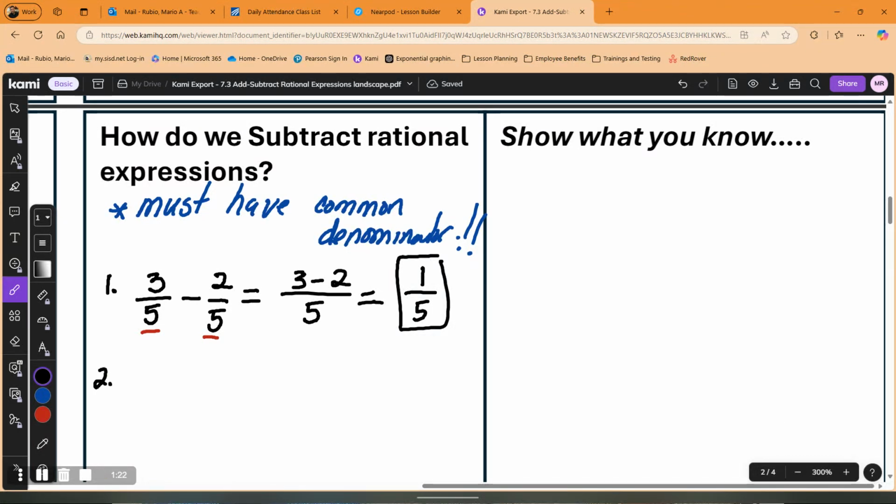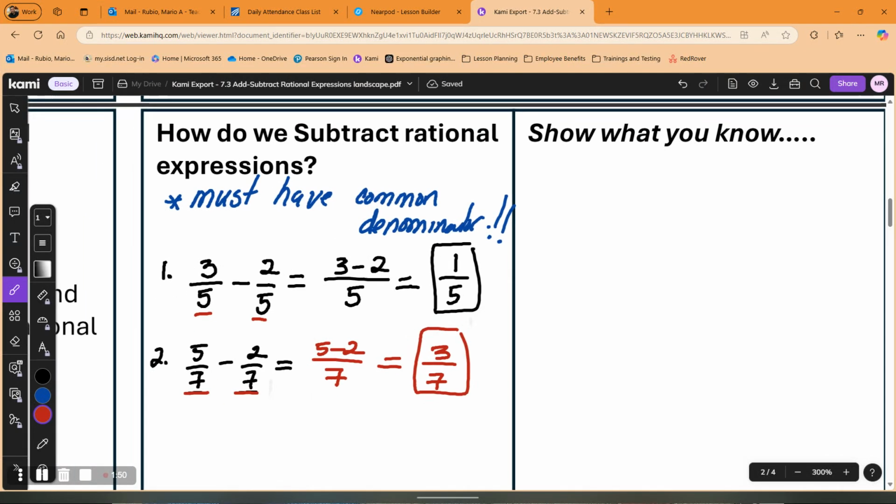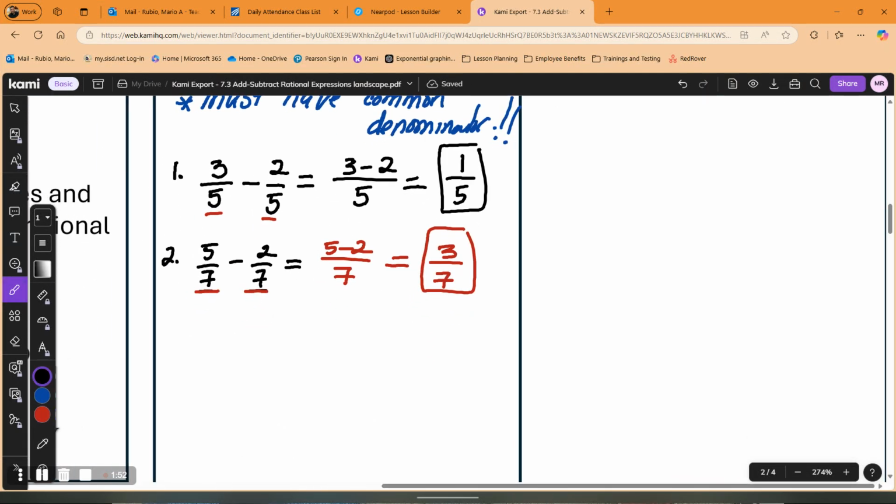Let's take a look at another example. Let's do, I don't know, 5/7 minus 2/7. Let's check. Do we have the same denominator? Yes, they're both 7. So now we can simply subtract the tops. The bottom stays the same. 5 minus 2 is 3. Bottom is 7. And we're all set. That's it. We're done.